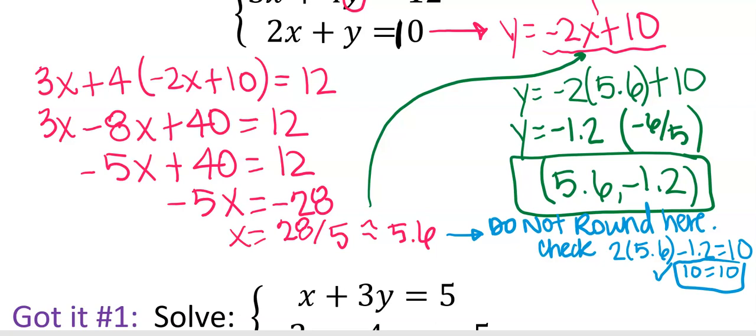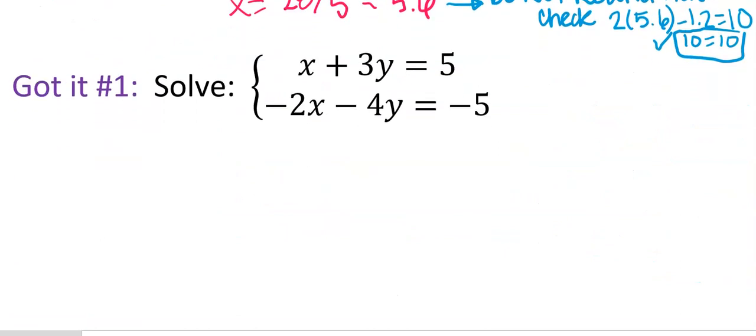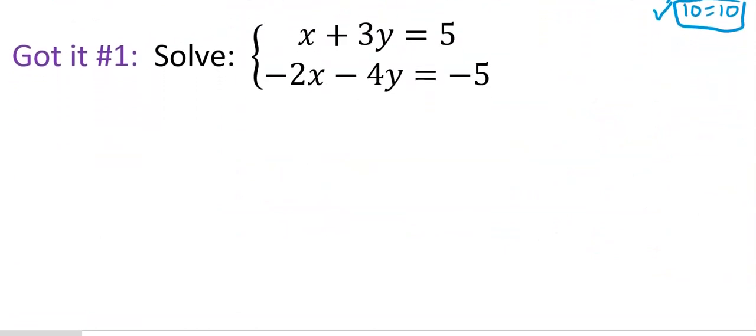Everybody remember how to do that? I like elimination better, but I think you guys kind of like substitution better, I think. So when you're scanning these variables, I have a 1x, a 3y, a negative 2x, a negative 4y. What should we do? X on the top one.